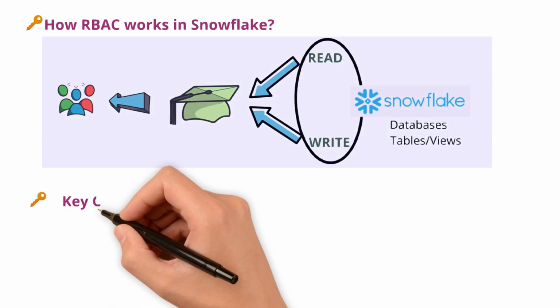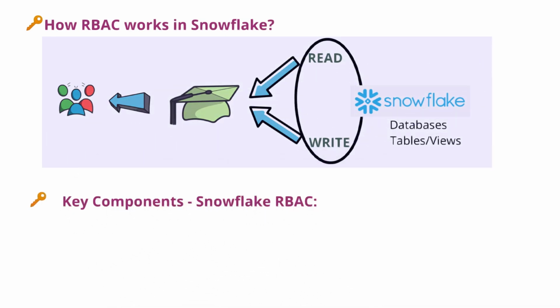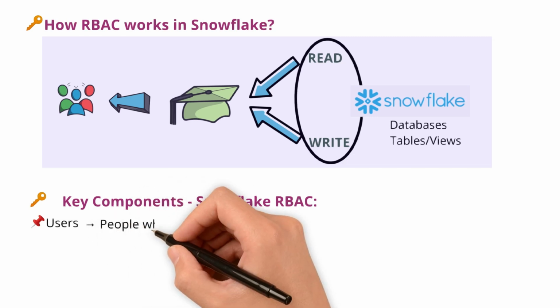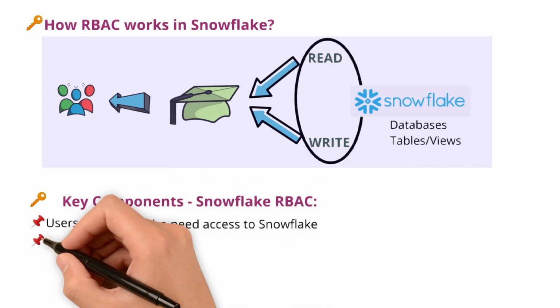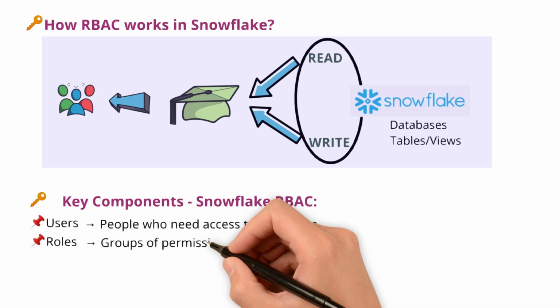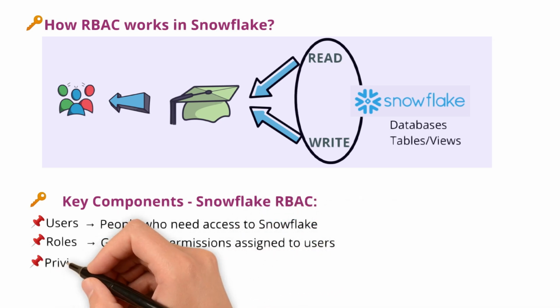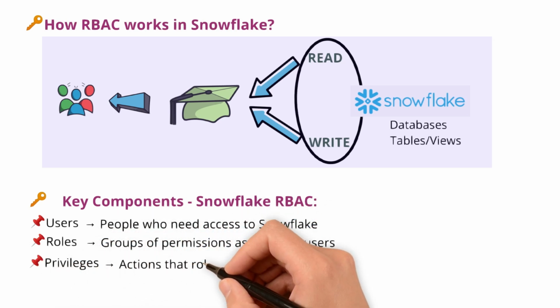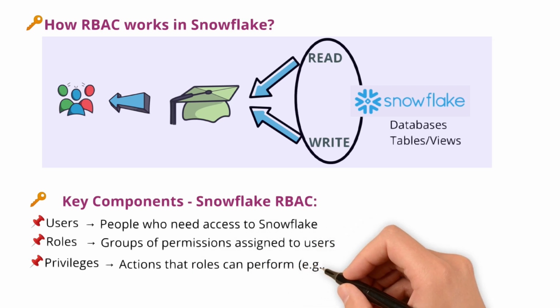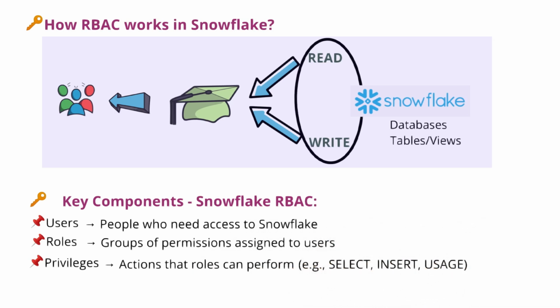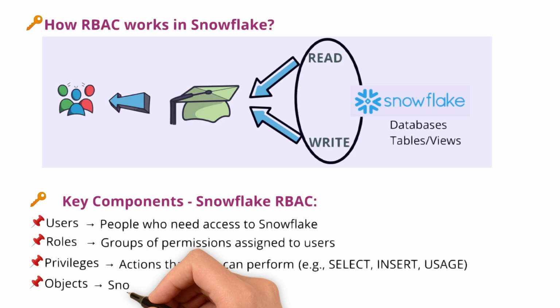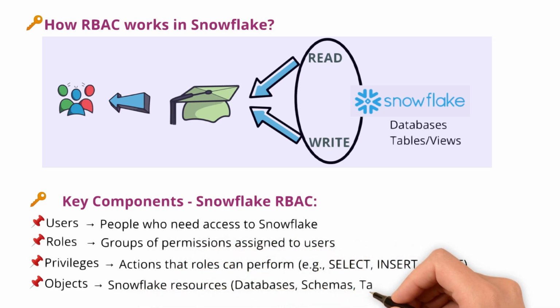So the key components of Snowflake RBAC are users, people who need access to Snowflake; roles, groups of permissions assigned to users; privileges, actions that roles can perform, for example select, insert, usage, etc.; and objects, which are nothing but Snowflake resources like databases, schemas, tables, etc.